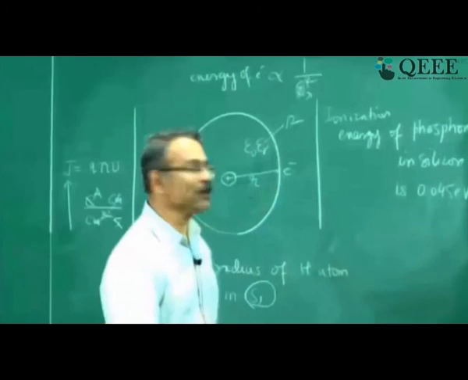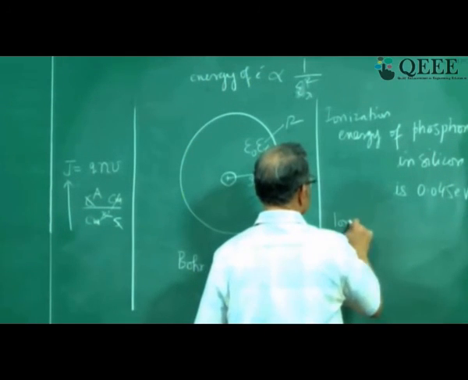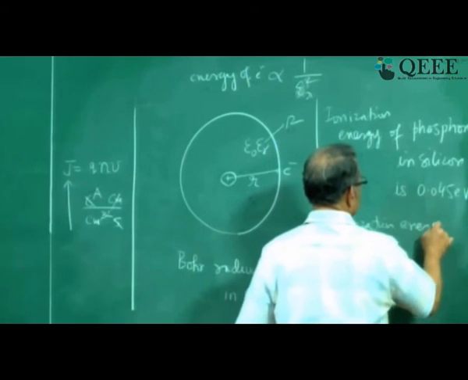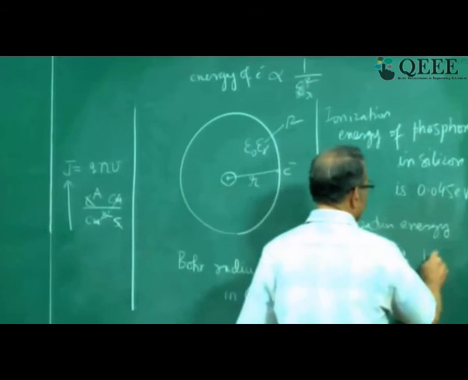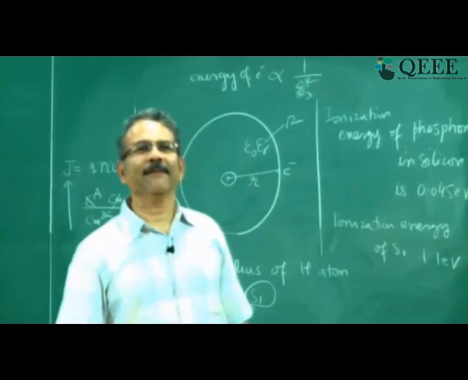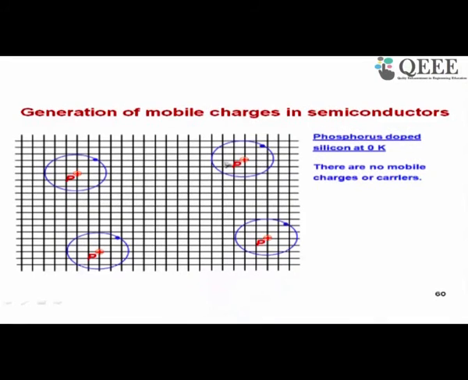Okay, 0.045 electron volt. What is the ionization energy of silicon? It is 1.1 electron volt. So you see the bond is very weak. The bond of this electron to the phosphorus atom is very, very weak as compared to the bond of one silicon to another silicon.